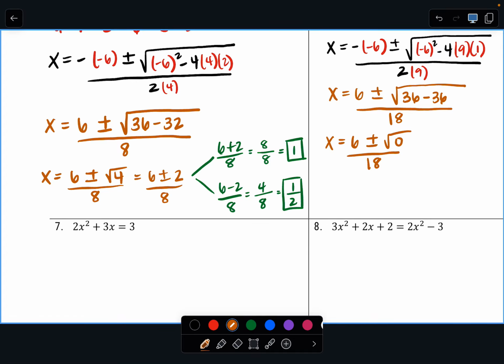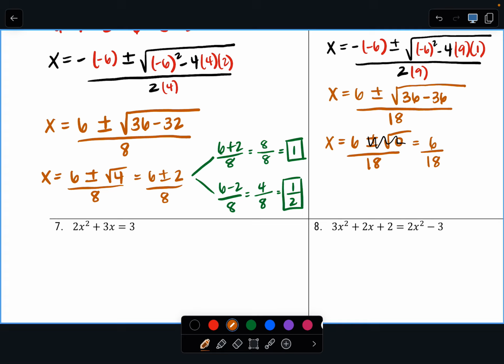So how many solutions should I have? One real solution. What is the square root of 0? 0. Does it matter if I add or subtract 0? Is that going to change anything? No. So once that discriminant is 0, we kind of just ignore it. It's not going to make a difference because adding 0 and subtracting 0 isn't going to change your answer. So I end up with 6 over 18.